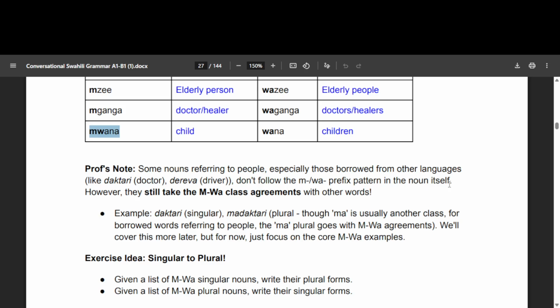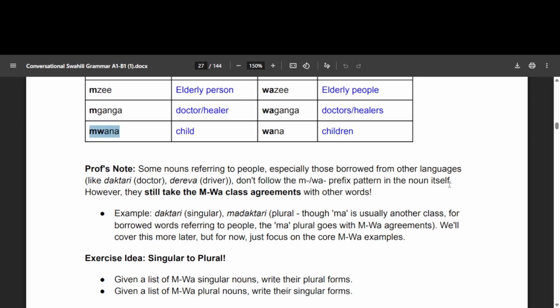Here we have an exercise idea just for your practice. Singular to plural. I will read a list of words, then you will tell me its plural, okay? The first word is mtoto. Practice with me. Mtoto. What is the plural for mtoto? Watoto. You got that right.